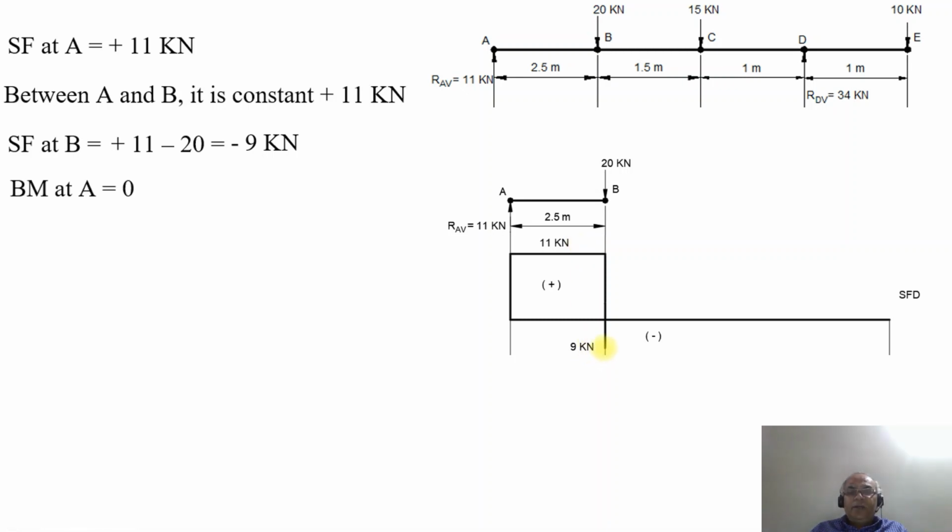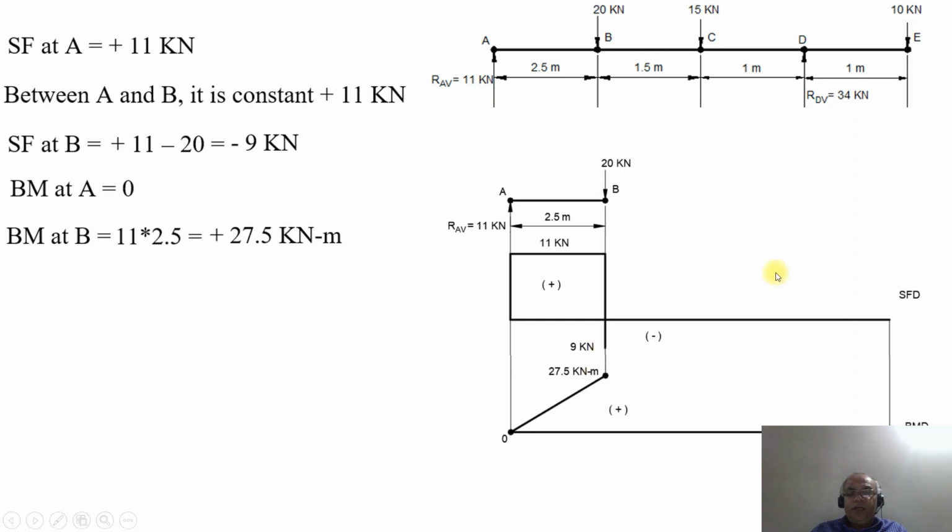So what is the bending moment at the point A? BM at A will be equal to 0, and the BM at the point B will be equal to plus 11 into 2.5, which is equal to plus 27.5 kilonewton meters. So from 0 to plus 27.5 kilonewton meter, you are going to draw a linear line between these two. It's a straight line.